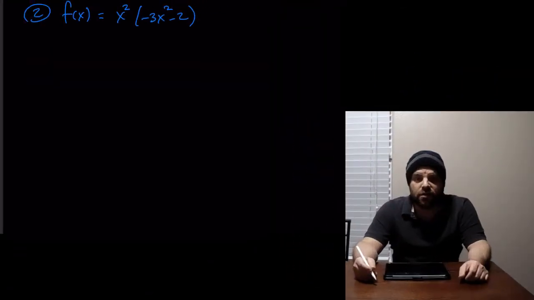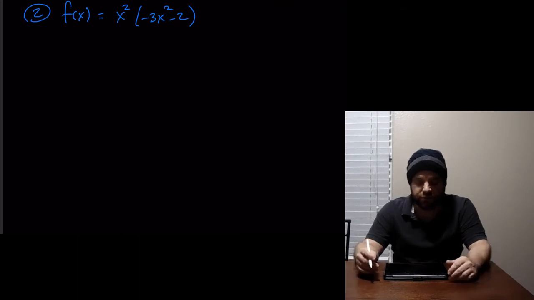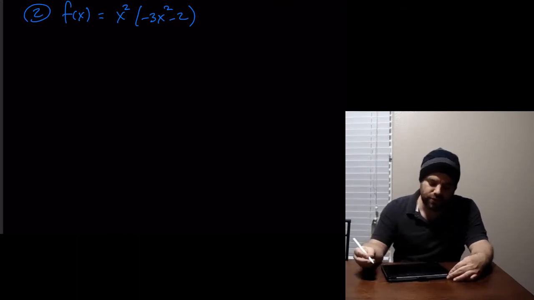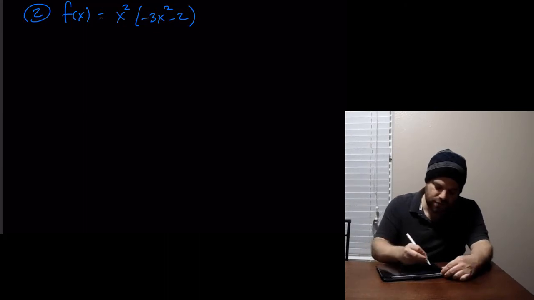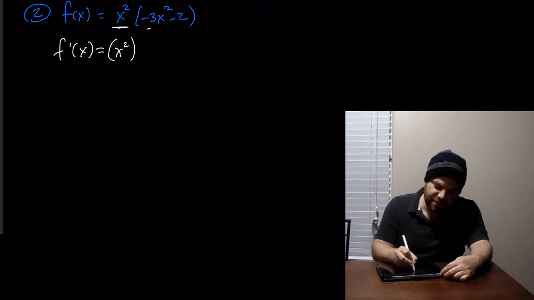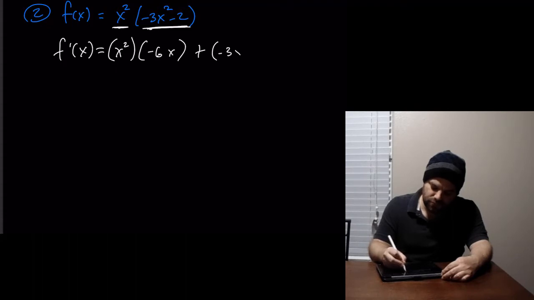Okay, so we're going to do another question here, number 2, for this particular review set for the product rule. So I have this function here, f of x equals x squared times negative 3x squared minus 2. So let's go ahead and do this. My derivative will be this first term, which is x squared, we'll just copy it, times the derivative of this second term. So by virtue of the power rule, this will be negative 6x, that's it. Okay, plus the second term times the derivative of the first. So the derivative of x squared will be 2x. And then we just simplify this.